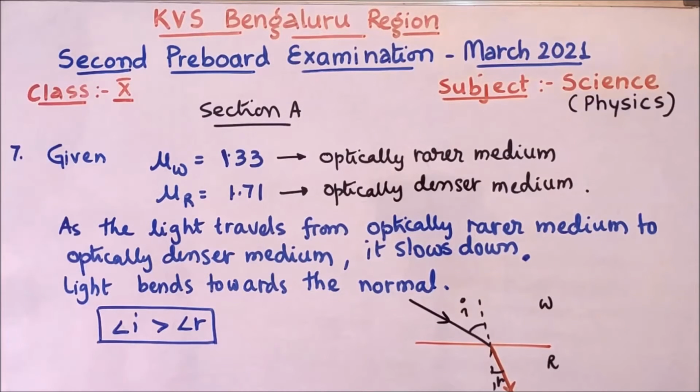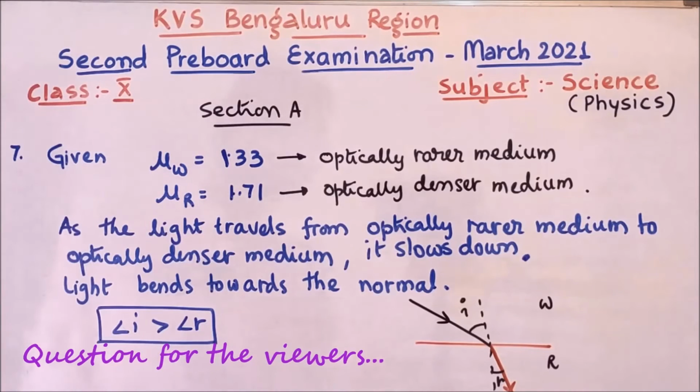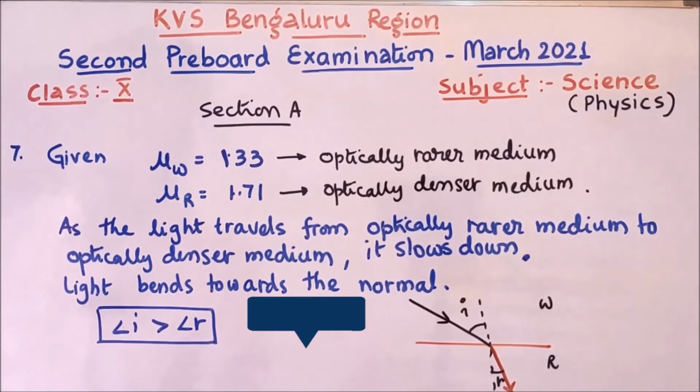If you have understood this, I have a question for you. In refraction, there would always be a difference in angle I and R. So here is the question. Is there any condition when the light travels from one medium to another and the angle of incidence is equal to the angle of refraction? Is it possible? If it is, please write your answer in the comment section. Let's go to the next question.